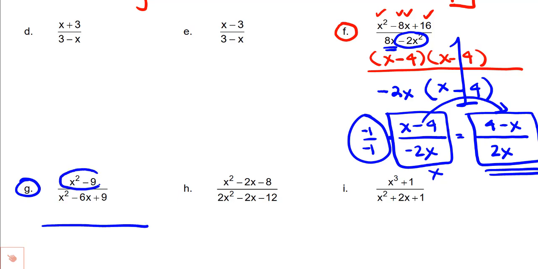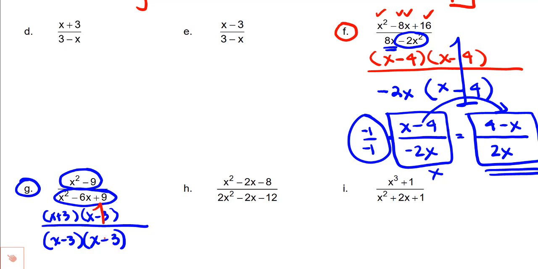So on top, this factors to what? X plus 3, x minus 3. And this factors to? Good. And I need you to see 2 things on top and 2 on the bottom, not 4.